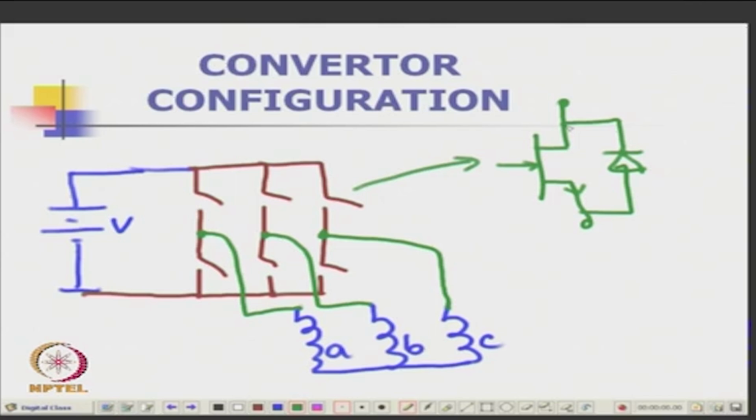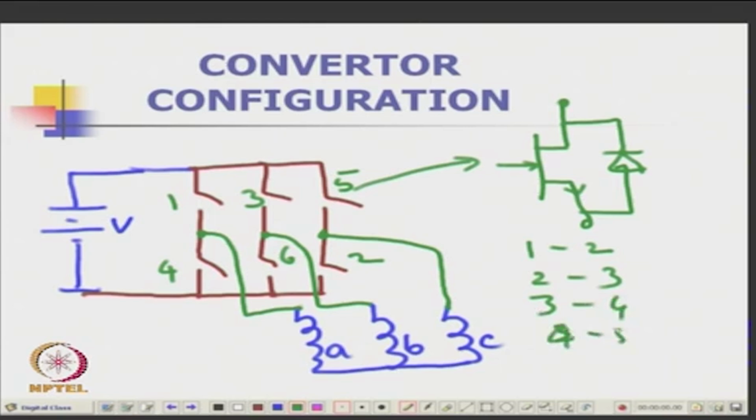Now, the sequencing, this will be 1, 3, 5, and cyclically it will be 2, 4, 6. So, it will switch in the sequence 1, 2, 3, 4, 5, 6, right. Okay. So, it could be, sometimes it will be 1, 2, 2, 3, 3, 4, 4, 5, 4, 5, 5, 6, 6, 1, is not it?